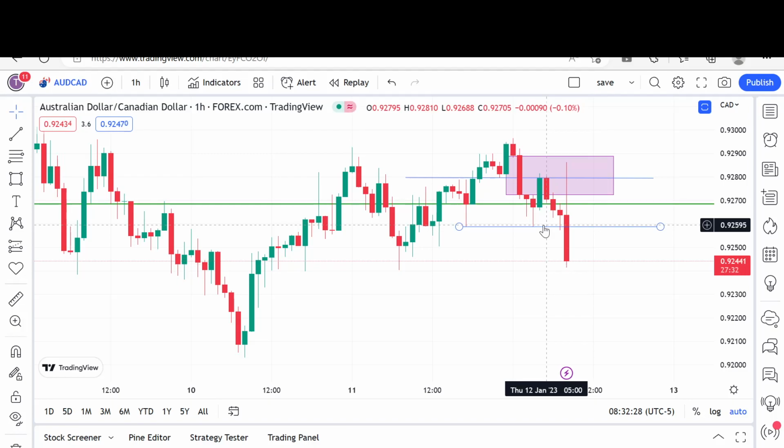But that's a prime example right there of how you would short a UDCAT, even though overall it's still bullish at the moment. That's how you could get a short play on it like that, just playing these little intraday ranges like this.